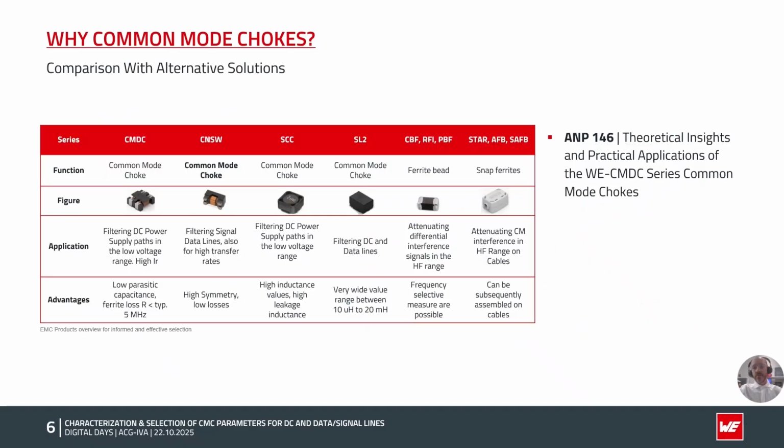When it comes to reducing noise in low power or data lines, there are several alternatives. But common mode chokes integrate real inductance into each line, acting both in differential and common mode. This makes them ideal when reliable and repeatable filtering is required in electronic designs. This comparison here is explained in detail in the Blue Electronics application note ANP 146.